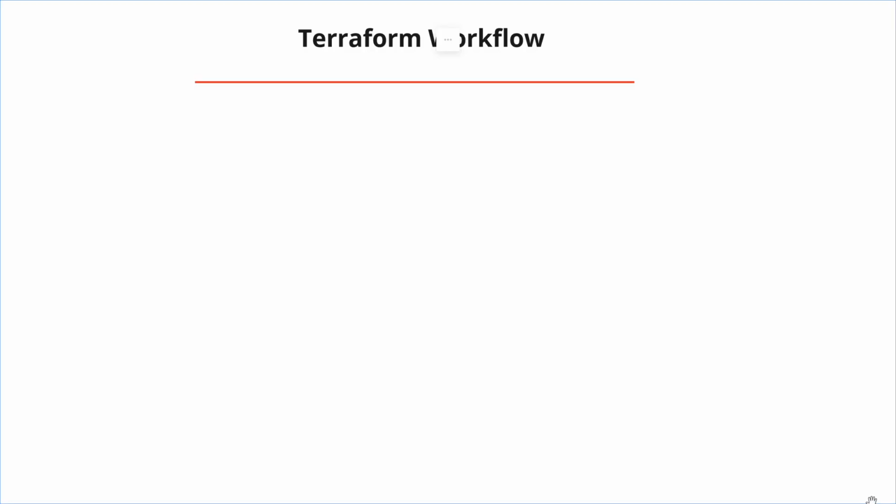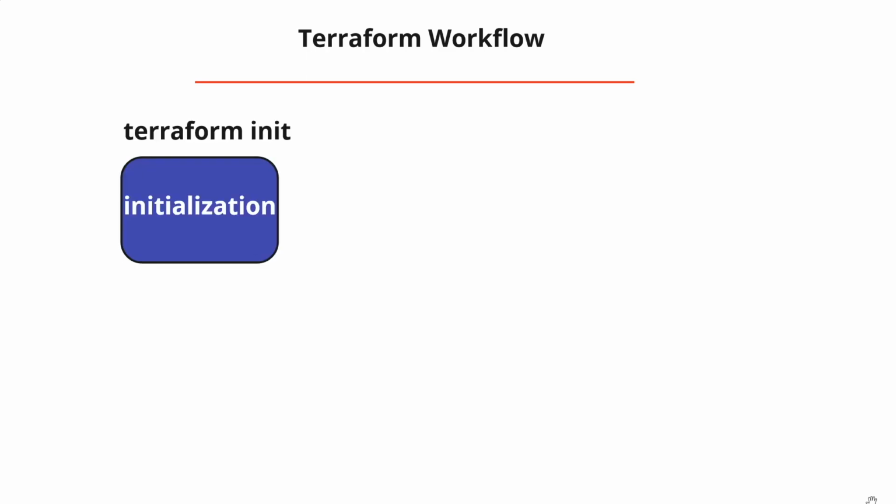Next, let's look at the Terraform workflow. Terraform, as we know, makes use of service provider plugins to interact with services like AWS. So first, it needs to get those providers. This is done as part of the initialization process, which is done by executing the terraform init command. Terraform init looks for the configuration files inside the current working directory and examines them to see if they need any provider plugin.